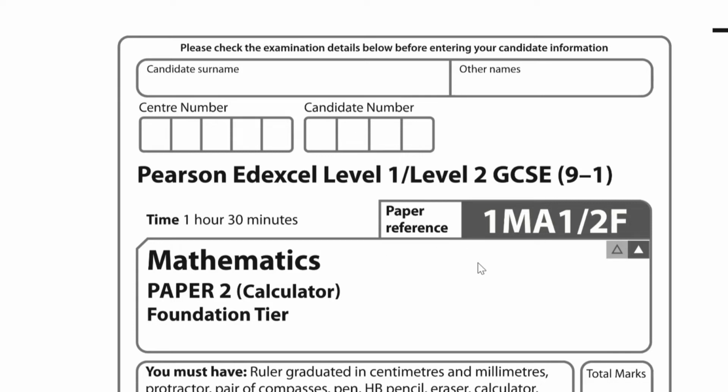This is the Edexcel GCSE 9-1 Maths Paper 2 from the foundation tier, and this paper is a calculator paper.